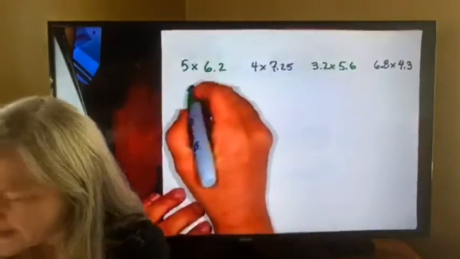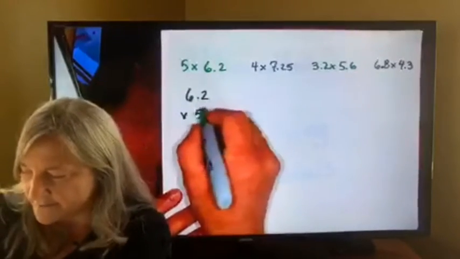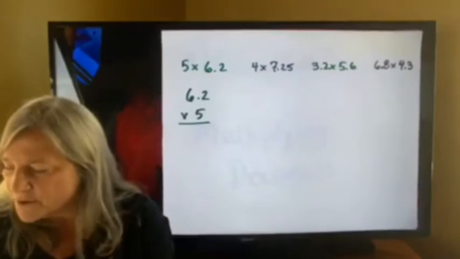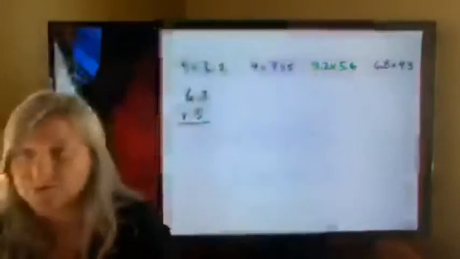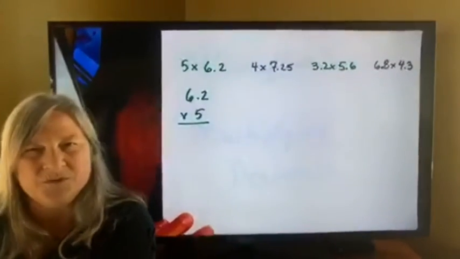So what do we have? We have 6.2 times 5. So what is 6.2 times 5? Now let's think just for a little bit. What I want you to do when you work with your student, if you'd like to, is to first make a guess. What do you think it's going to be?